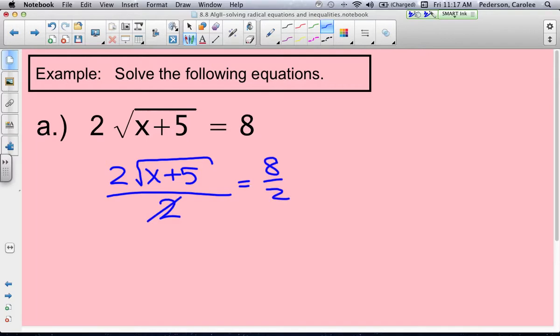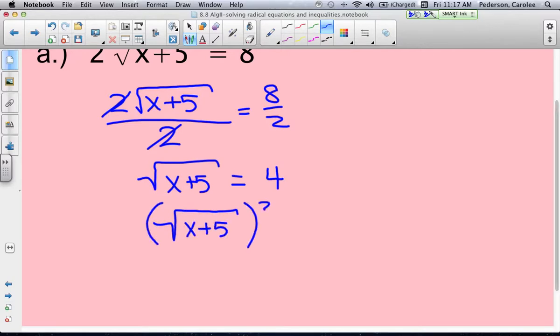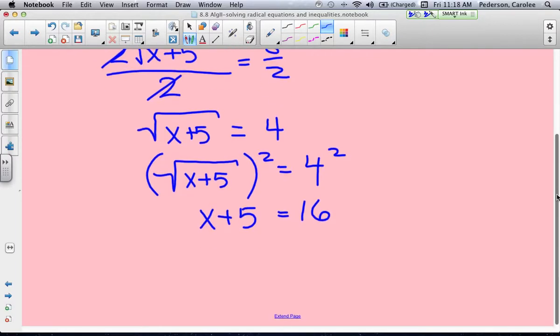So what happens is those 2's will cancel, and then we're left with the square root of x plus 5, and then 8 divided by 2 is 4. Now we're going to square both sides to undo the square root. So when I square both sides, I must do it to both sides. So to square root and square, I'm left with x plus 5 on the left, and then 4 times 4 is 16.